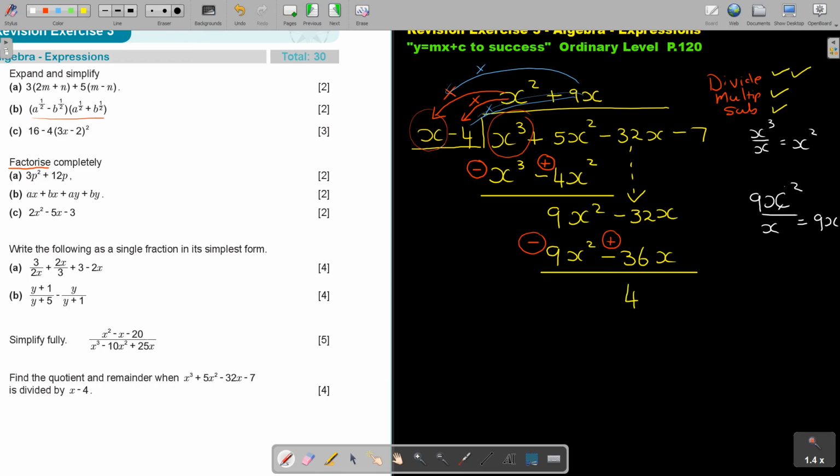This is going to be 4x. And then I do exactly the same. I divide, so it's 4x divided by x. And what will that be? 4. Where do I write the 4? There. And then don't forget, I multiply. So I'm going to get 4x.